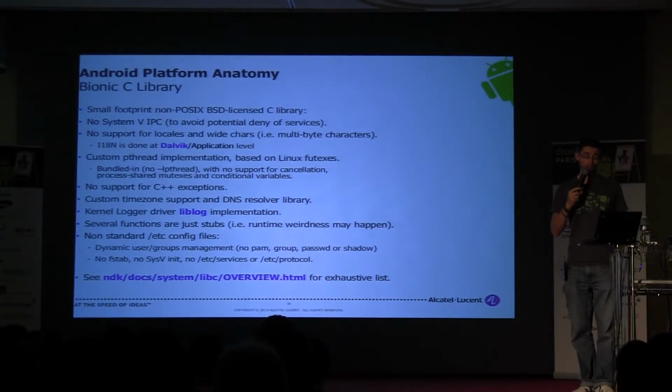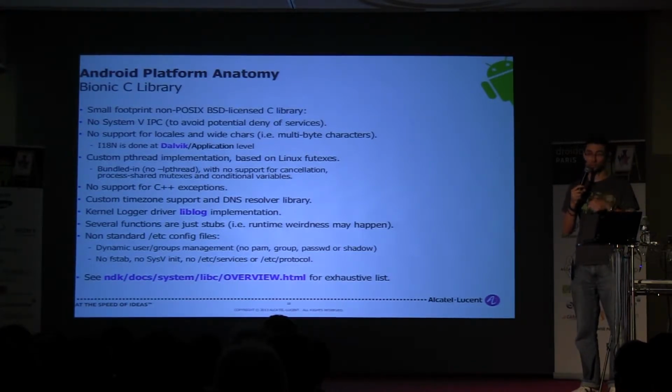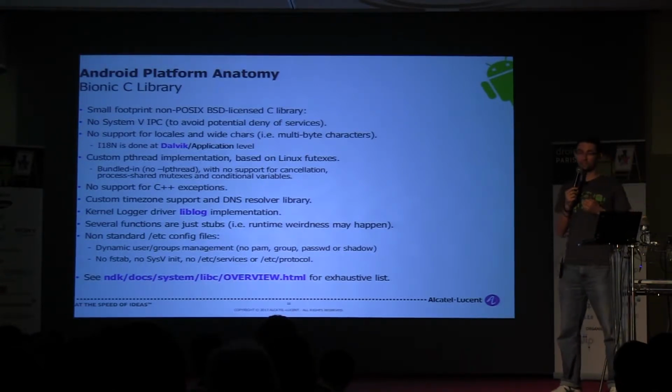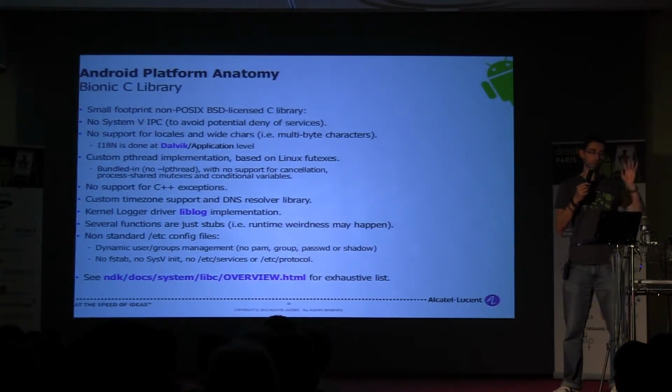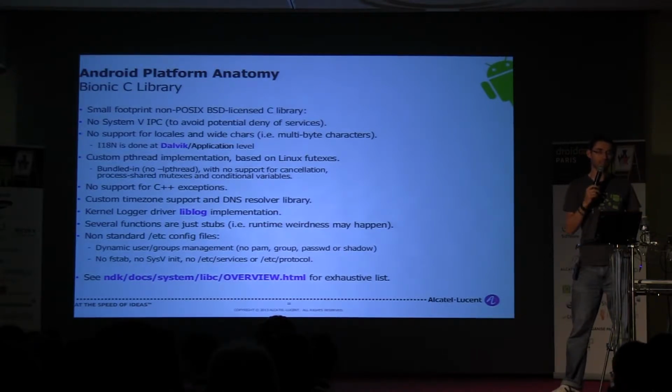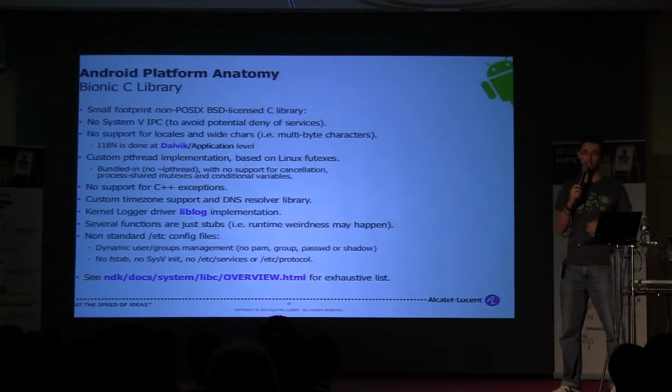So the reason might be good, but what it means is that the API is not POSIX compatible, and the ABI, so the binary compatibility, is not the same as the glibc. So in practice, what this means is that no applications, no pre-built binary that you may find on your Linux distribution may work as is on Android. So if you imagine that you have some super daemon or whatever that runs on your Linux server or your Linux desktop and you just copy and paste it on Android, it doesn't work.